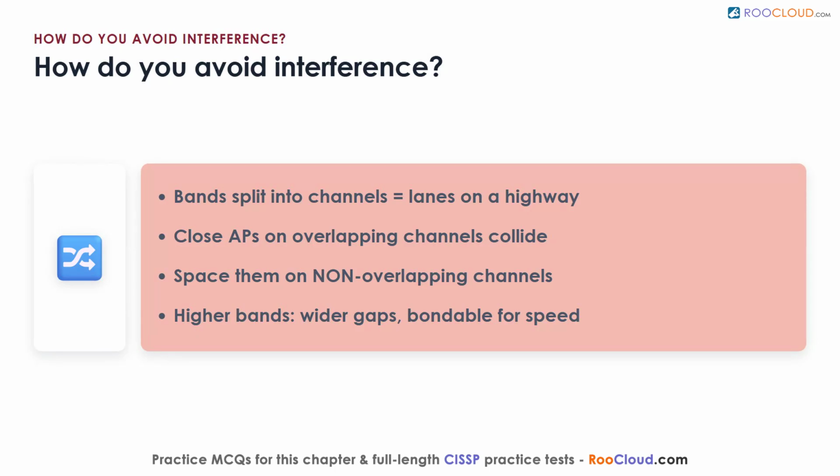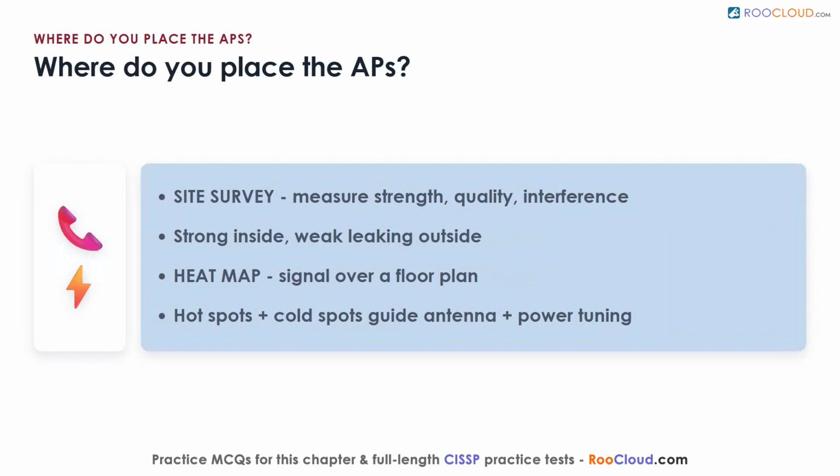Higher bands were designed with wider gaps between channels, so neighbors interfere far less, and adjacent channels can even be bonded together for extra speed. How do you decide where to place your access points? You run a site survey. A site survey is a formal measurement of signal strength, quality, and interference, taken with a radio detector as you move a base station around the space.